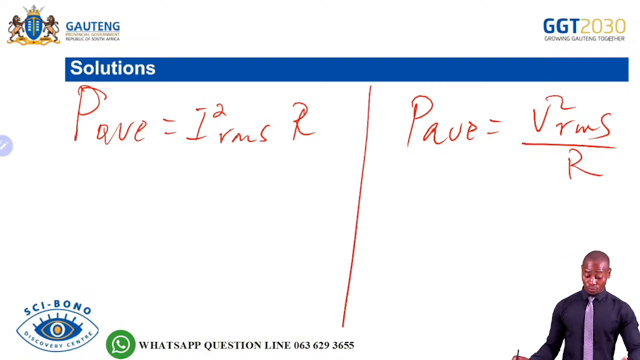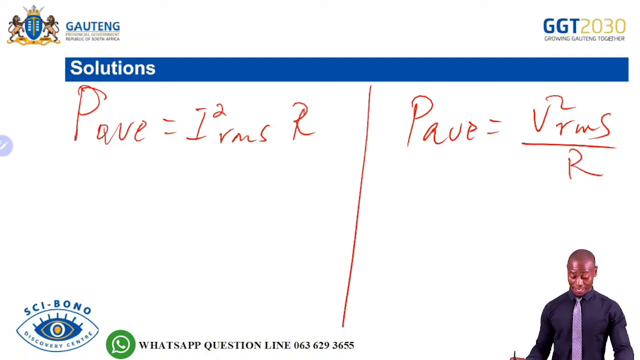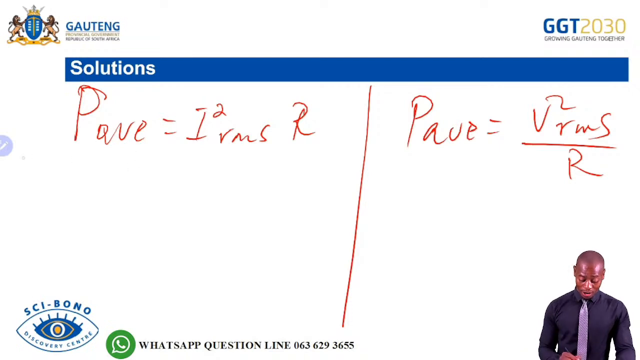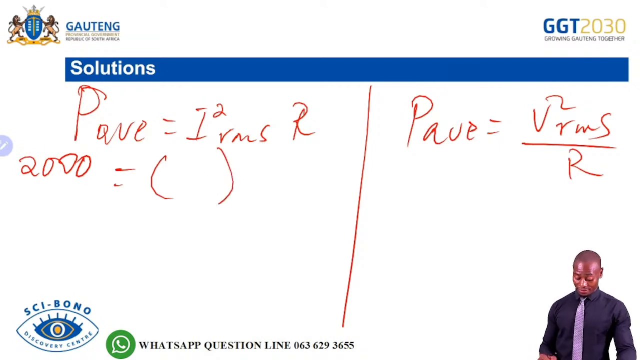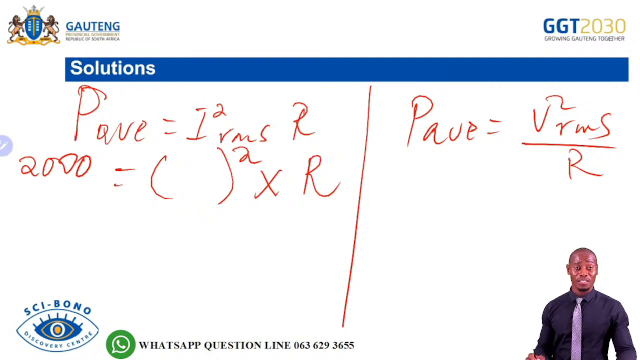So it's up to you, because now we have everything. Average power 2000 equals I squared RMS, the answer that you got there, squared, multiplied by R. Even if the previous answer is wrong, there is what we call positive marking. Use that answer. That is why you need to have confidence in your answers, because you don't even know whether they are wrong or right.